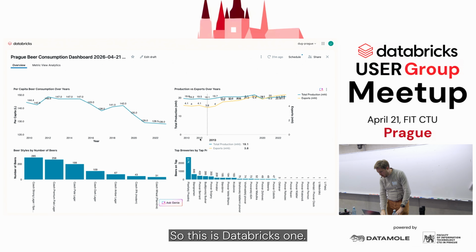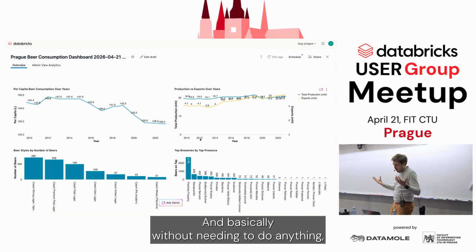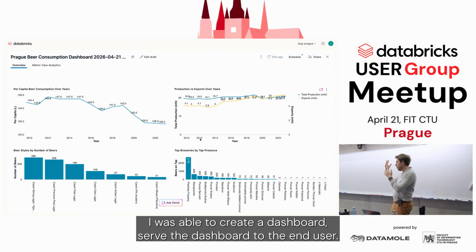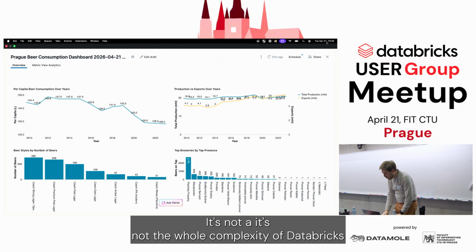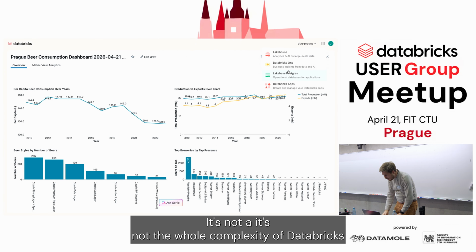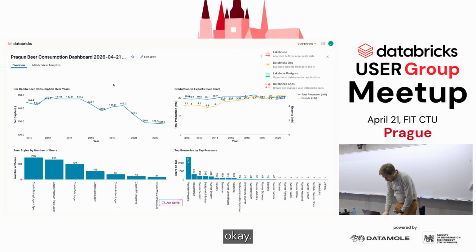So this is Databricks One, and basically without needing to do anything, I was able to create a dashboard, serve the dashboard to the end user, and it's just a graphical only thing. It's not the whole complexity of Databricks. Okay, how do I get back?